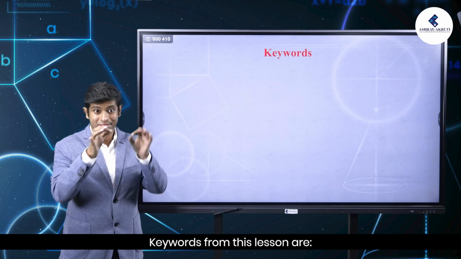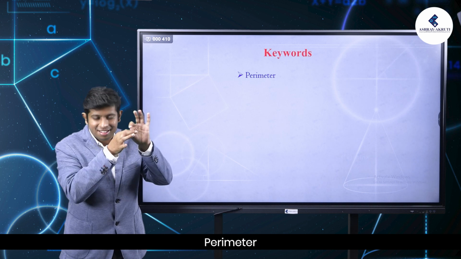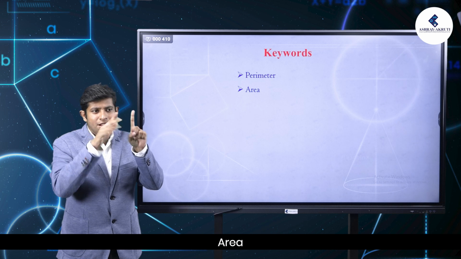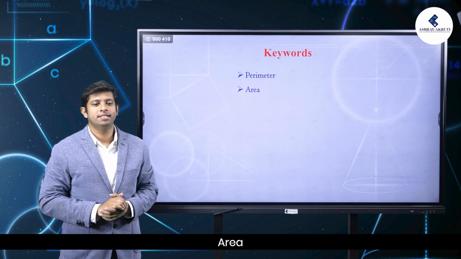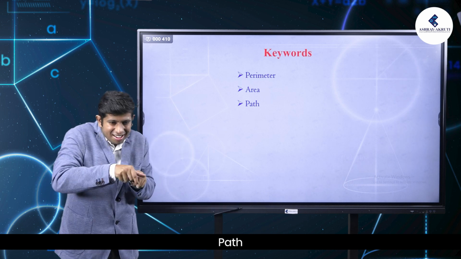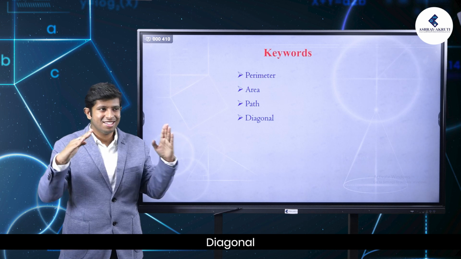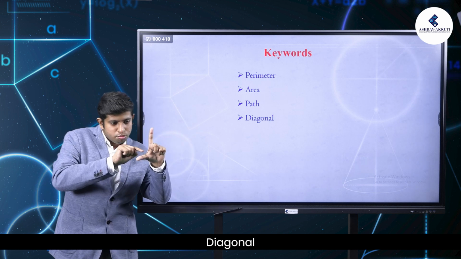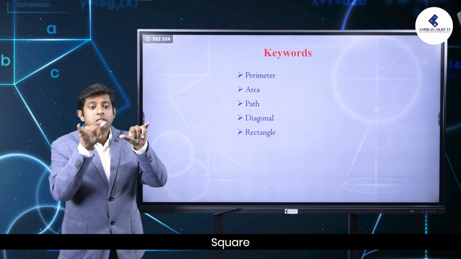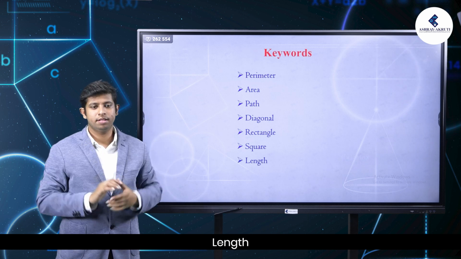Keywords from this lesson are perimeter, area, path, diagonal, rectangle, square, length and breadth.